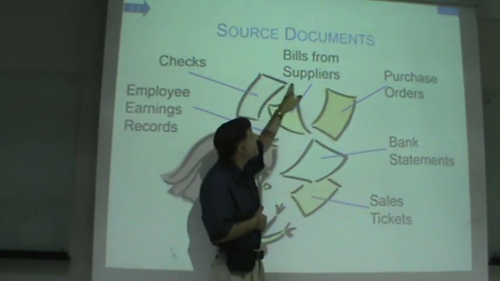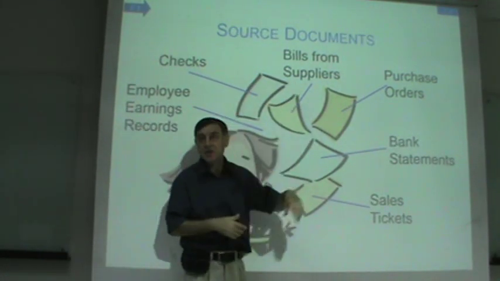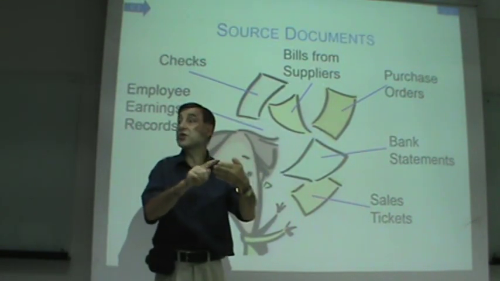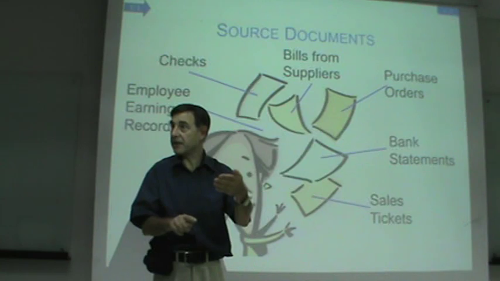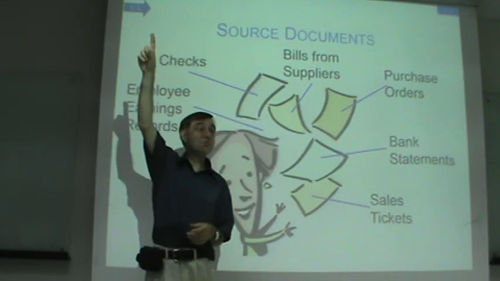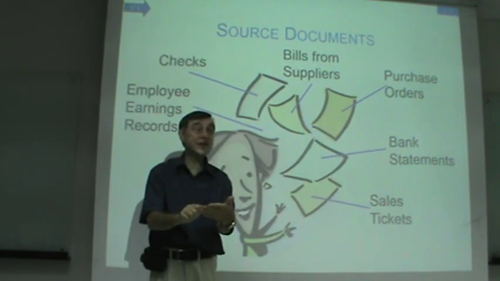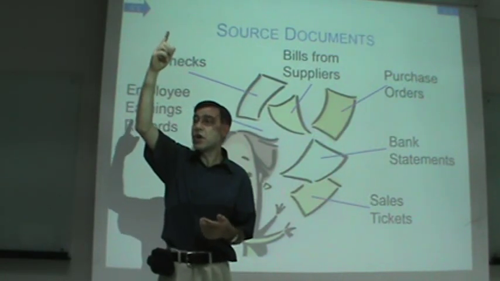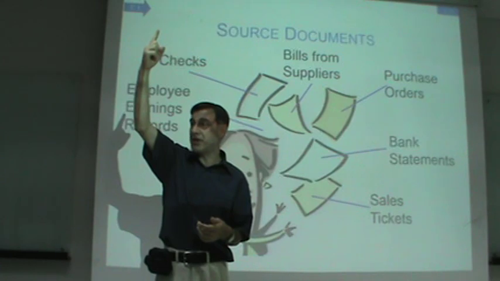Next, bills from suppliers. I gave you an example. They send you a little bill and say, your water is due that much money. Or they send you a bill. A bill is simply a document asking you to pay. For example, electricity. So we call this electric bill.